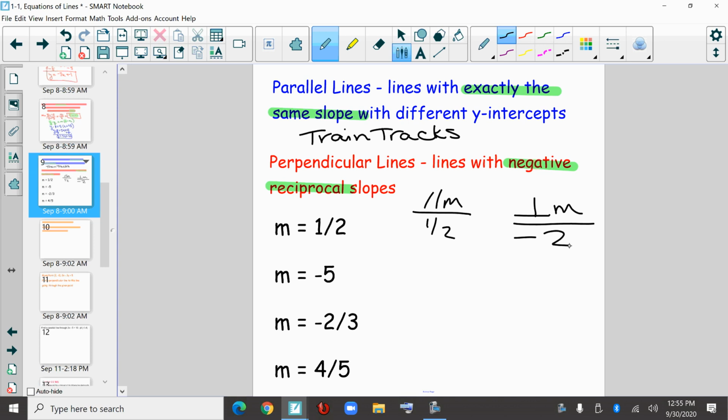So let's keep going with this. m equals -5. What is the parallel slope? -5. What is the perpendicular slope? It now goes from negative to positive. The reciprocal of 5 is 1/5.